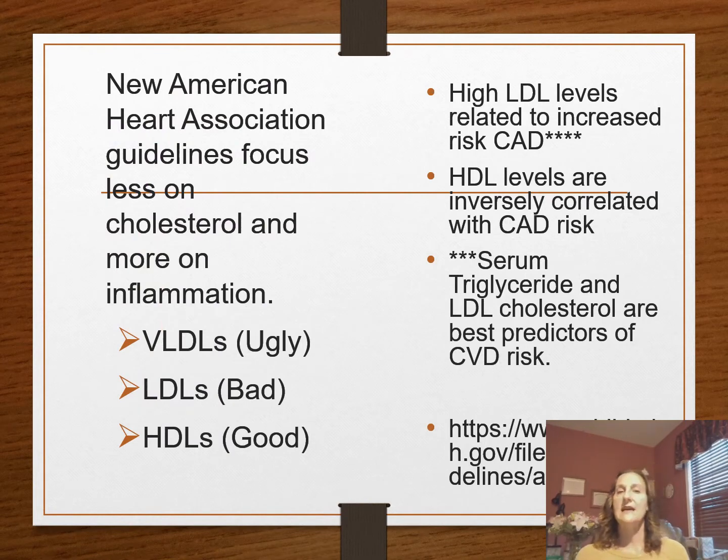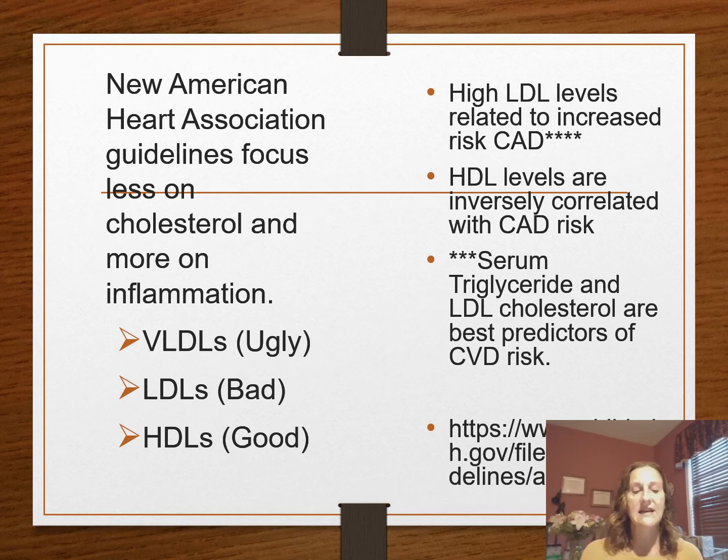The new AHA guidelines were revised in 2017. They now focus on inflammation, and there's less of a focus on total cholesterol levels in the blood. However, we do still look at VLDLs, which is the ugly cholesterol, as I call it, the LDLs, the low density lipoproteins, which is the bad cholesterol, and then the HDLs, high density lipoproteins, which are the good cholesterol.